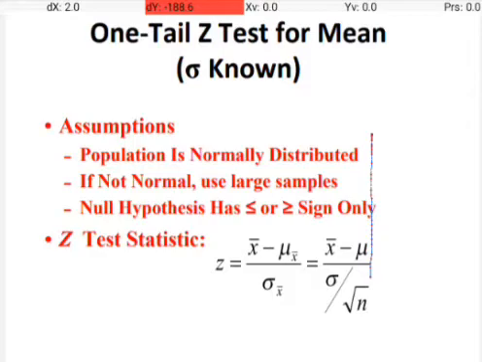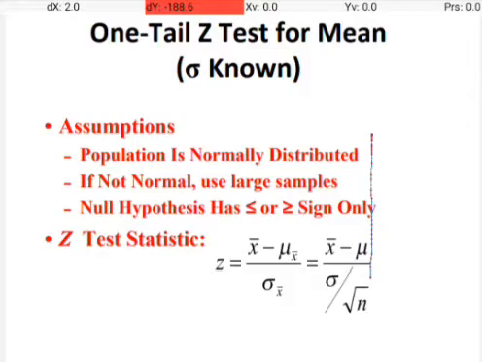Let me start by saying x̄ is the sample mean. When you are dealing with testing of hypothesis, anywhere you start seeing average or mean, that is actually your x̄, the sample mean. Your μ is the population mean, the population you are dealing with, as we shall see later. The σ is your standard deviation, and your n is the sample size.